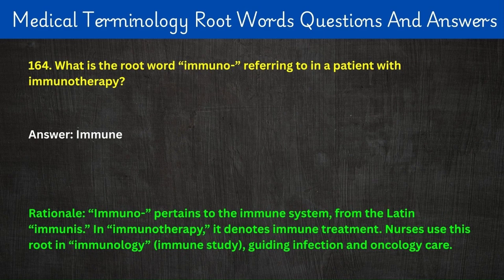164. What is the root word immuno- referring to in a patient with immunotherapy? Answer: immune. Rationale: Immuno- pertains to the immune system, from the Latin immunes.